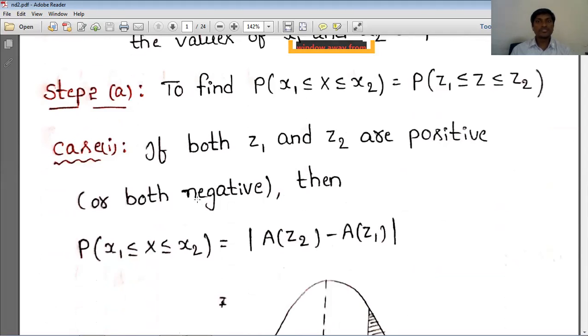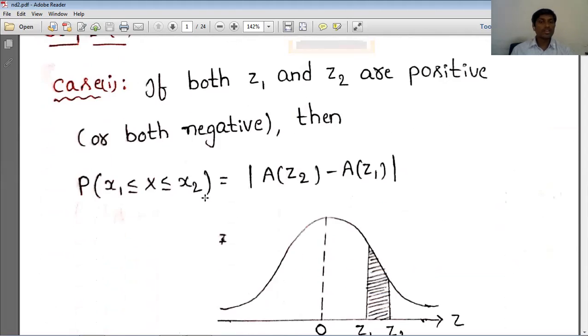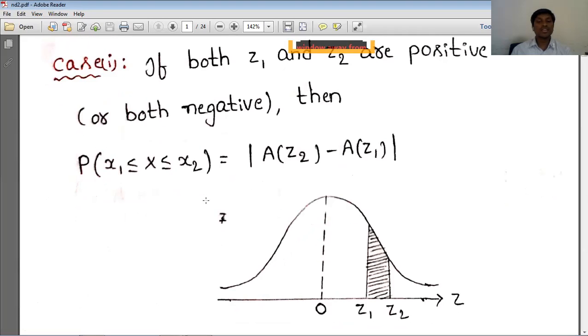It means after finding Z1 and Z2, if you are getting both negative values or both positive values, then we have to use the formula area of Z2 minus area of Z1. P of x1 less than or equal to x less than or equal to x2 is nothing but area of Z2 minus area of Z1. Here Z1 and Z2 are both positive or both negative. So you can draw it on this side or on this side also. Why? Because this is a symmetrical one.